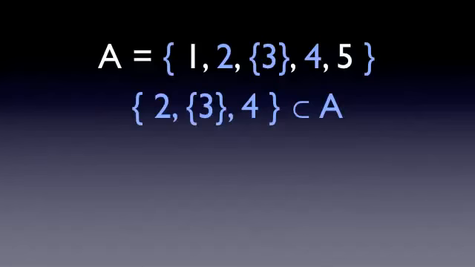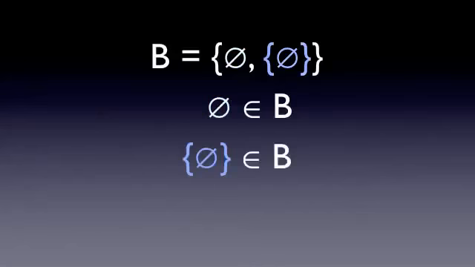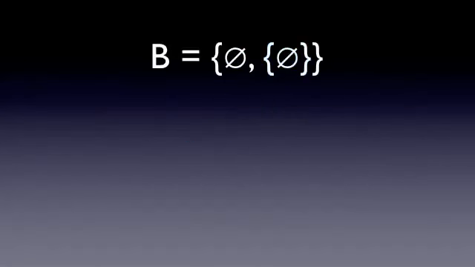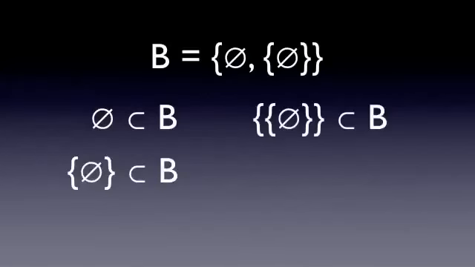Let's look at another set. In this case, B is a set that contains 2 elements. Those elements are the empty set and a set that contains the empty set. This set also contains 4 subsets: the empty set, a set containing the empty set, a set containing the set containing the empty set, and the complete set itself.